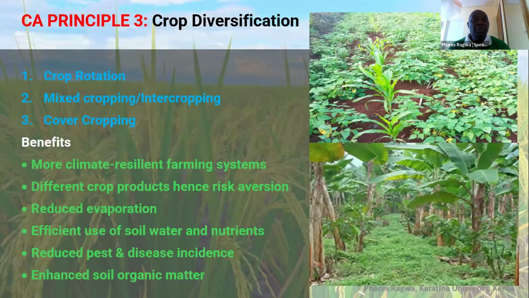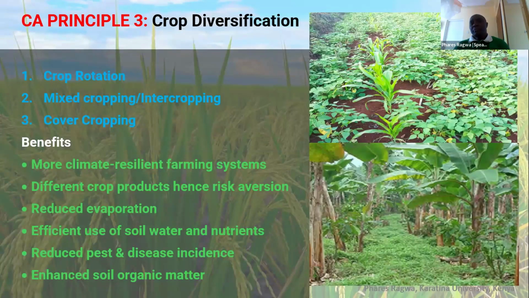Now, when we talk about crop diversification, it can take different formats. You can have a crop rotation. This is having different families and species of crops in a sequence. Then you can have mixed cropping or intercropping. Intercropping is where you have more than one crop species growing simultaneously, at the same time, on the same piece of land. And then cover cropping is also a way of crop diversification. And some of the benefits, again, is having a more climate resilient farming system.